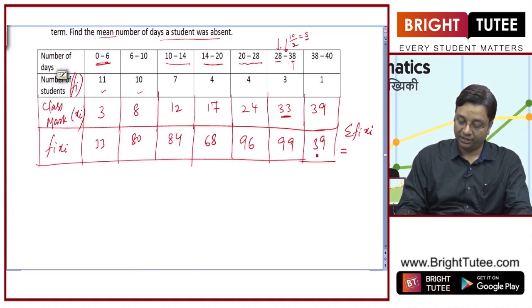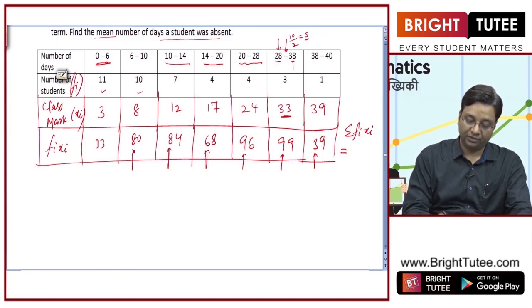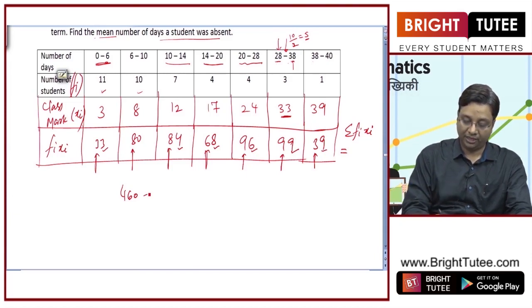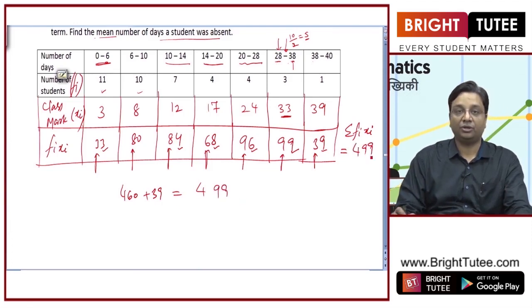let us first of all look at these numbers only: 30 and 90, 120 and 90, 210, 270, 350, 430, 460. Now look at these numbers: 3, 4, 7 plus 8, 15 plus 6, 21, 30, 39. So you add 39 in it. So it will give you 499. So sigma fi xi is 499.